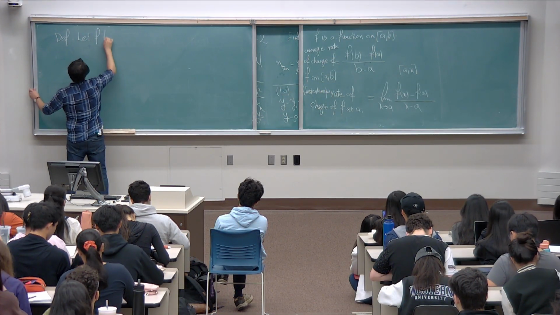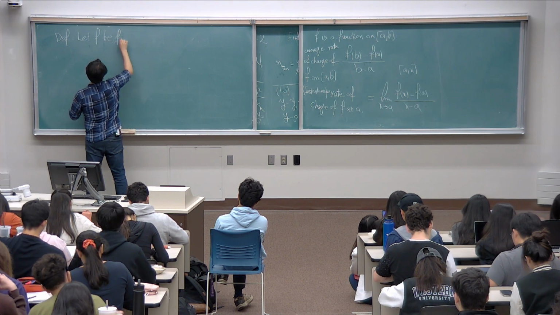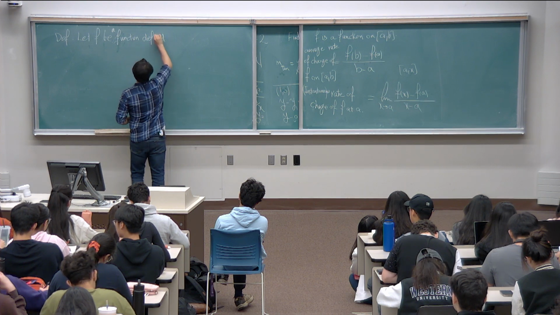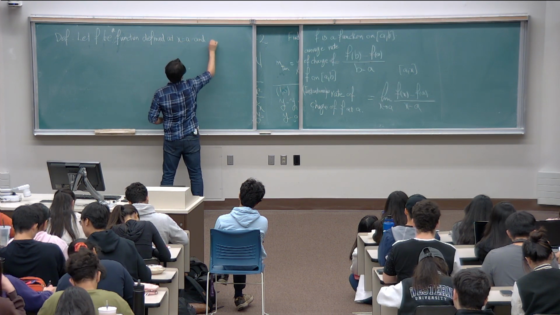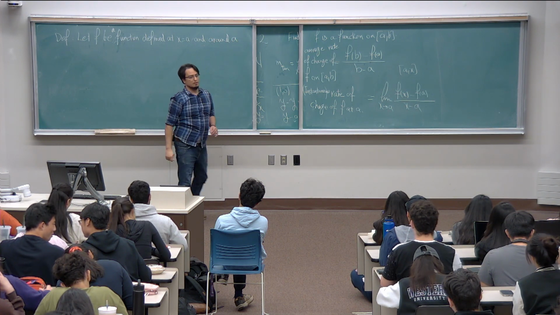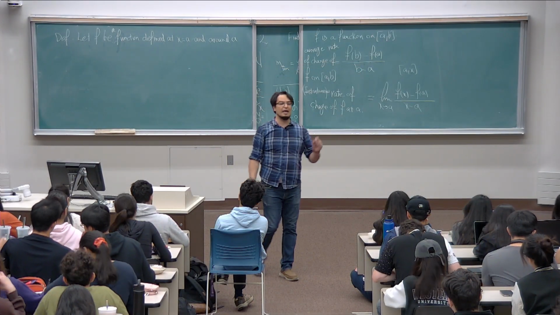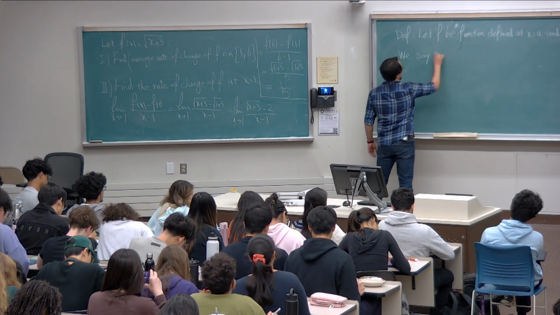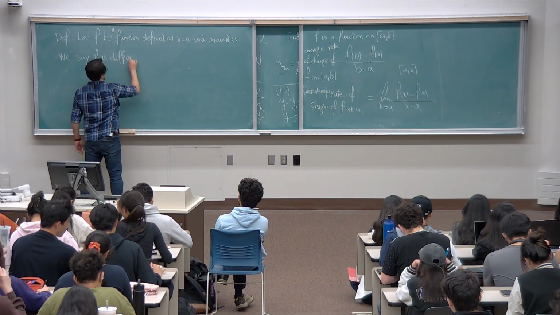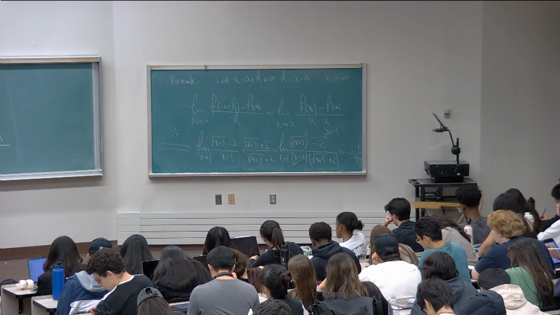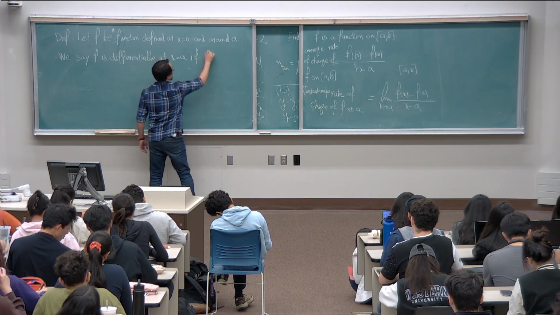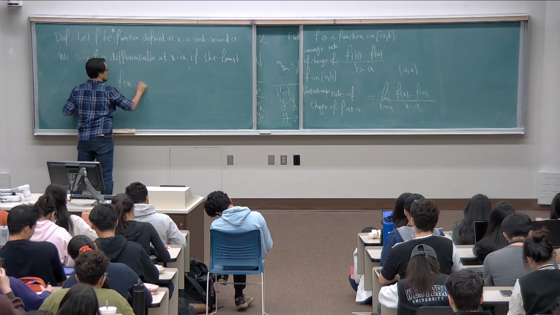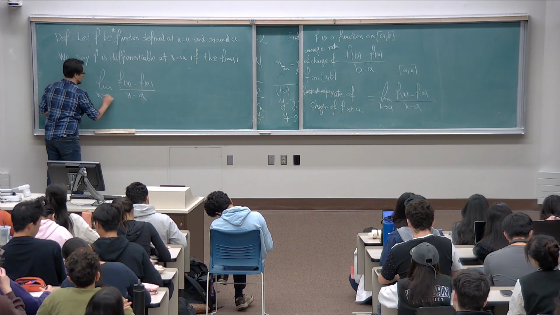Let f be a function defined at x equal to a and around it. So we need to make sure that it is defined at a and it is defined around that value. Then we say f is differentiable at x equal to a if the limit, what limit? This limit that we have been working with, limit of f of x minus f at a over x minus a as x approaches a.